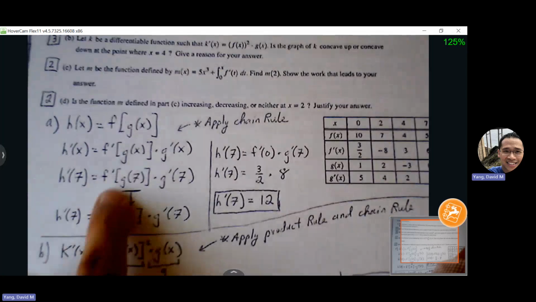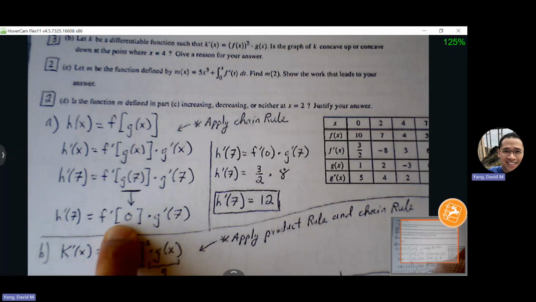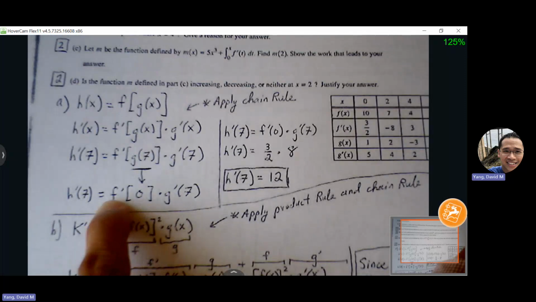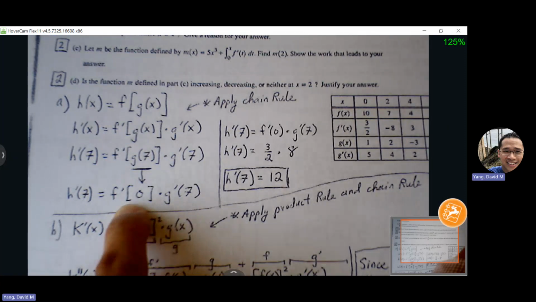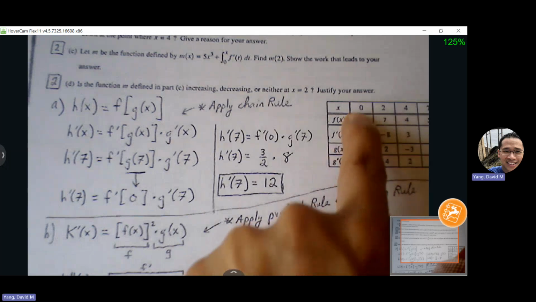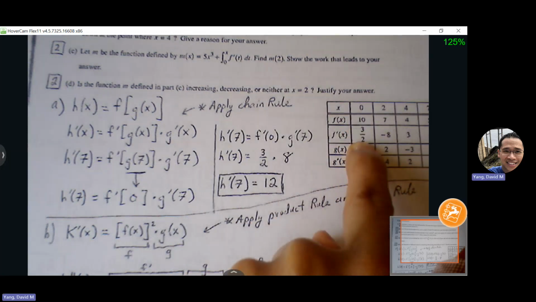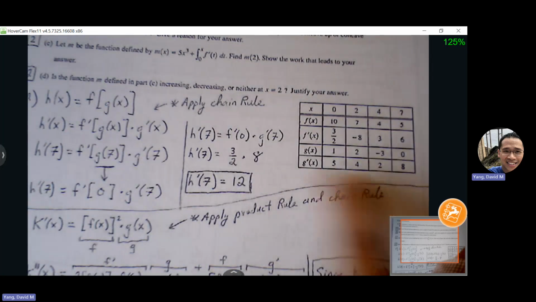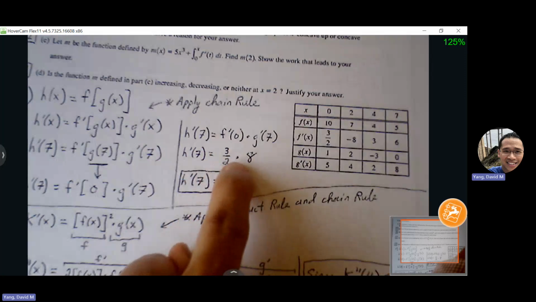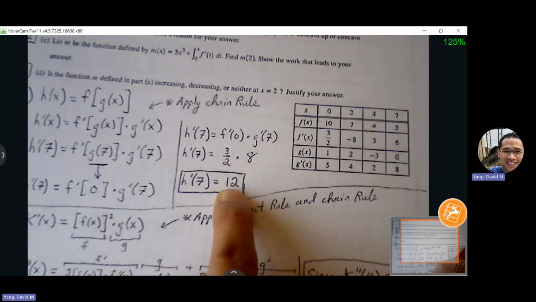So we'll replace G of 7 with 0. And then that allows us to look at that outer portion a little better. We're left with F prime of 0 and G prime of 7. So F prime of 0, we look at our table, it's going to be 3/2. We look at our table for G prime of 7. G prime of 7 is 8. And now that we're down to numeric values, we can calculate and get an answer.